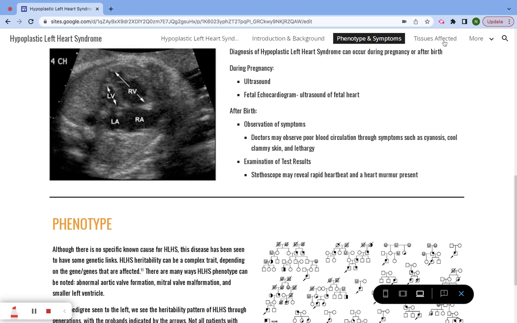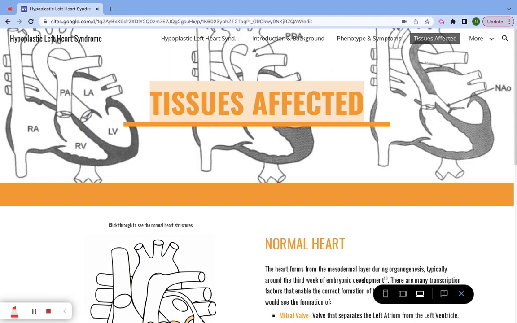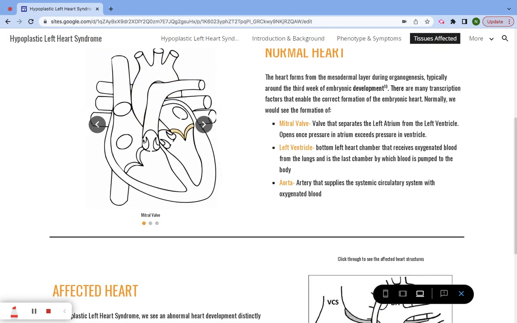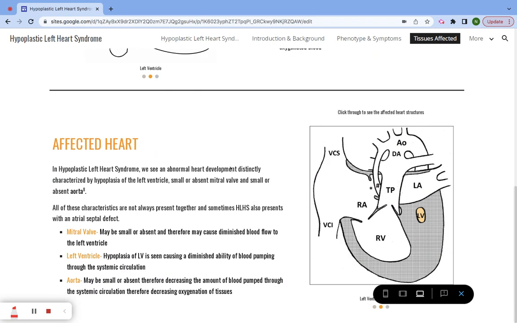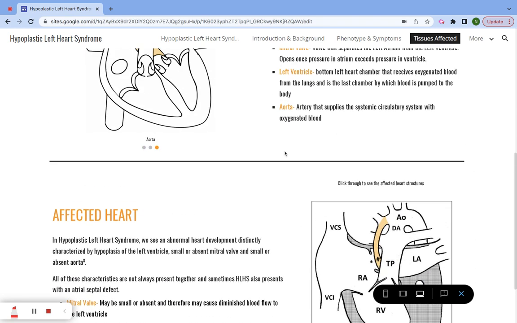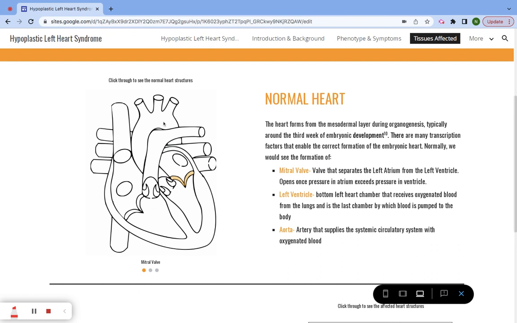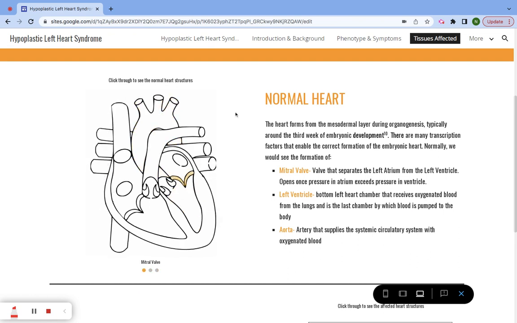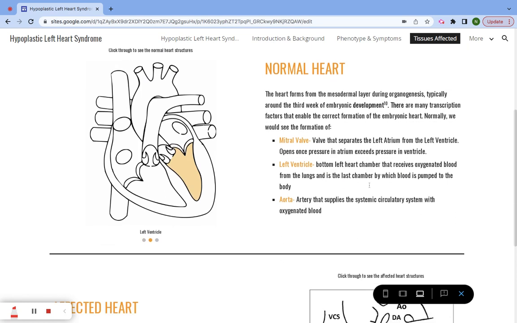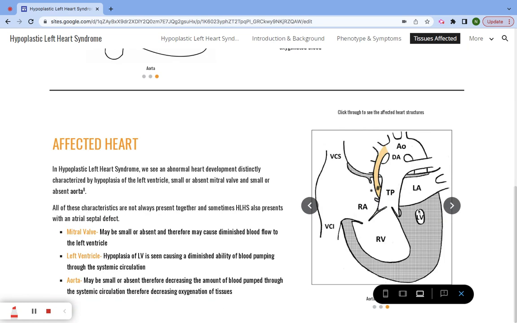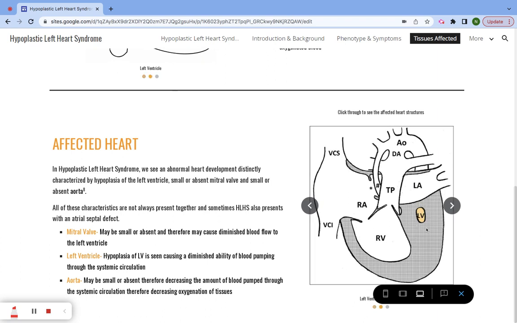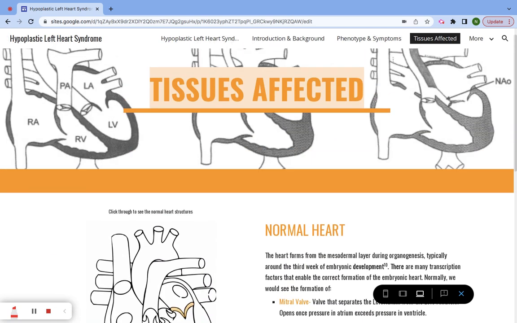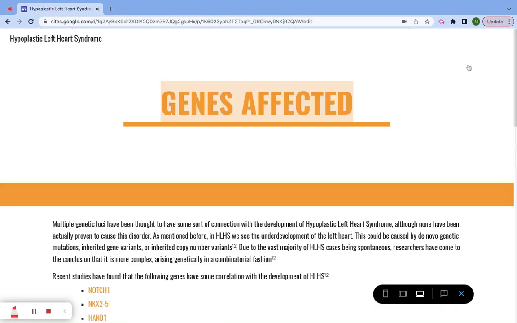So now we're going to move on to the tissues affected. This might be one of my favorite pages just because of this interactive image carousel that I added here. I feel like it really brings focus to the areas of the heart that we see affected in HLHS, such as here. We start off with the absence of mitral valve, a small left ventricle, and a hypoplastic aorta. We're going to move on to the genes affected.